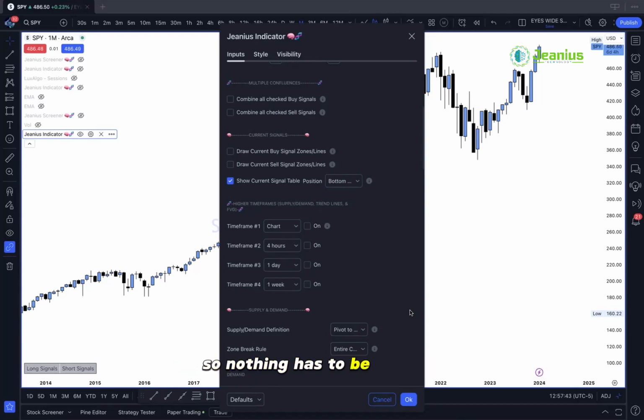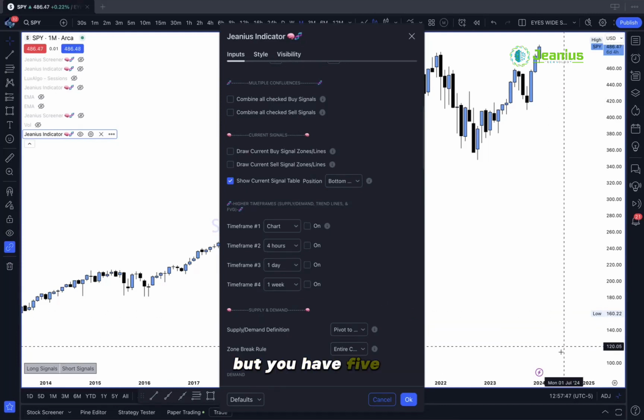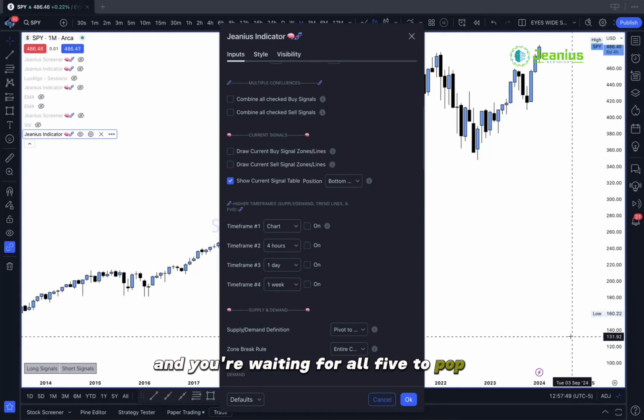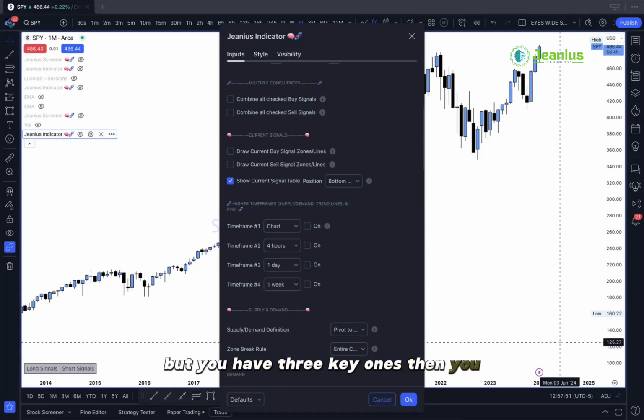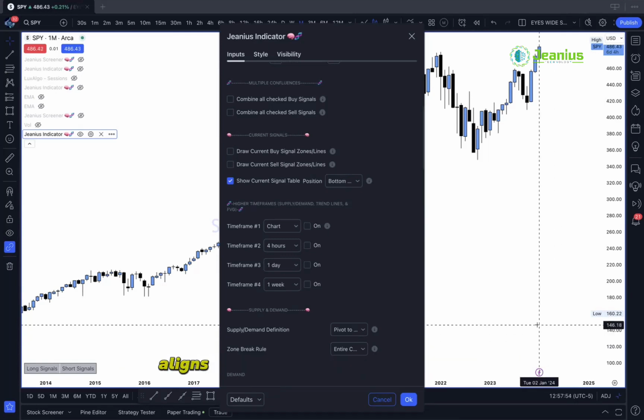So nothing has to be definite. If your rule is 3 to 5 confluences, but you have 5 set and you're waiting for all 5 to pop up, but you have 3 key ones, then you should still take the trade, because it still aligns with your edge and your rules for entry when it comes to the amount of confluences that you're choosing.